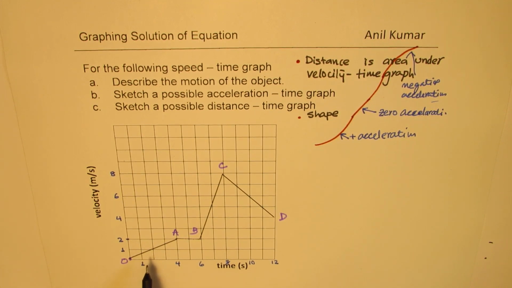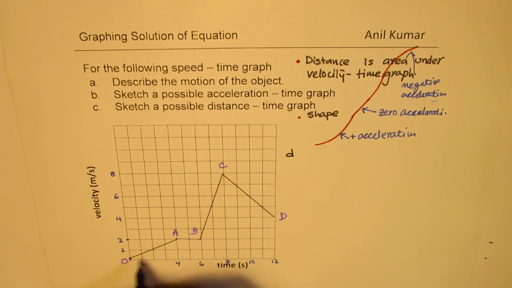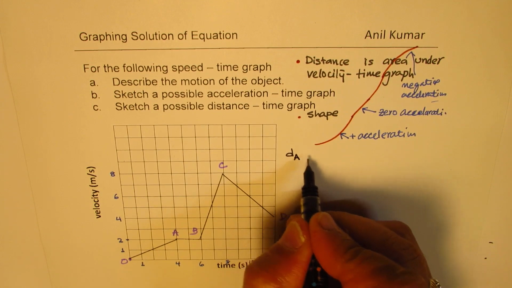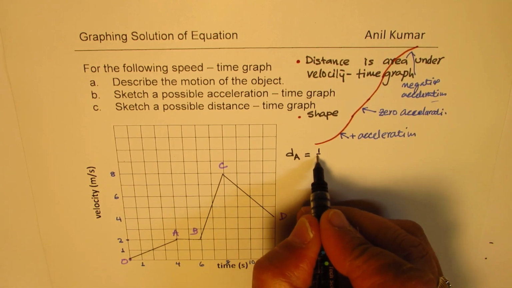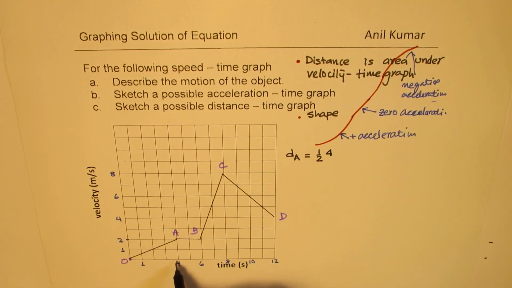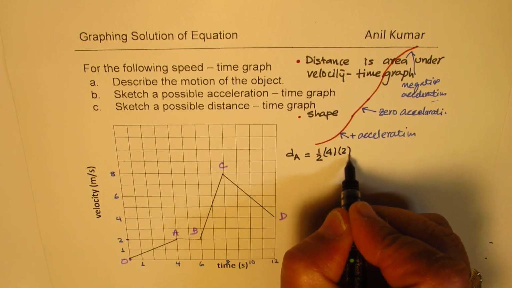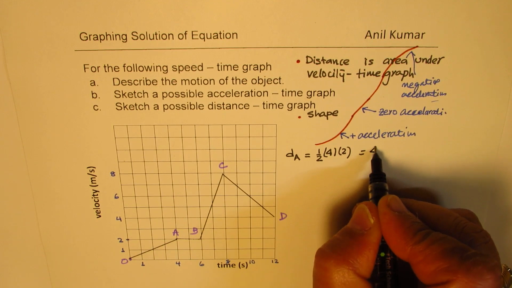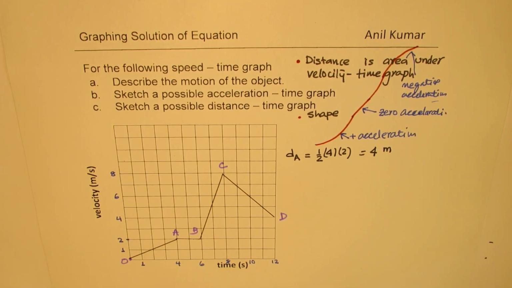Since we know that distance is area under the curve, the distance at A will be how much? At this point, it will be the area under this curve. So the area under this curve is half of base of 4 units, which is seconds for us, and 2 meters, right? So times 2, which gives us a distance of 4 meters. So it's going to be 4 meters.